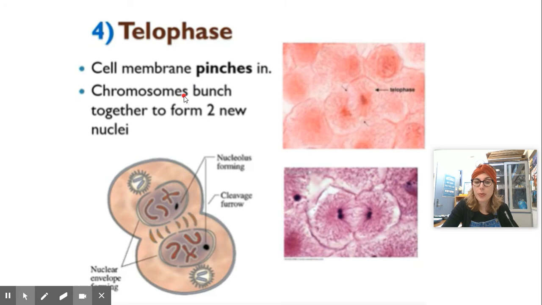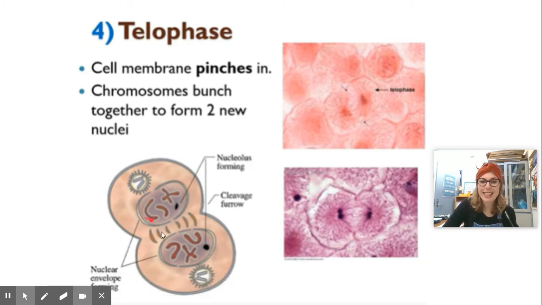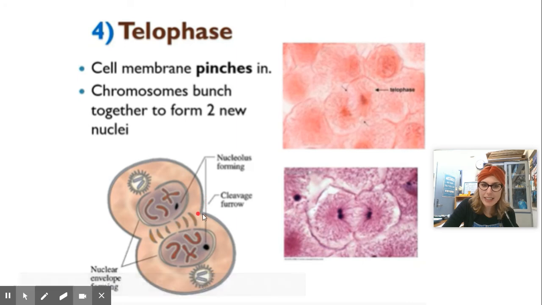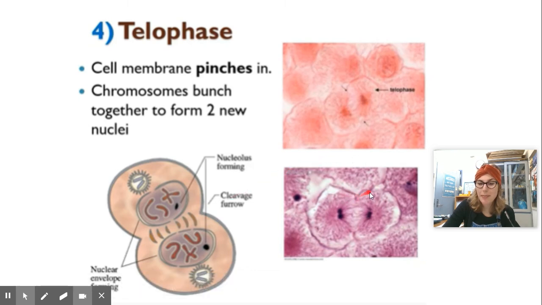Okay, the chromosomes are going to start to bunch together, like we can see, and we need a new nucleus, right? So around those chromosomes, a new nucleus is going to be formed in each of these cells. We're also going to be able to identify this thing called a cleavage furrow, okay? And that is really you visually seeing the cell membrane starting to pinch in on that cytoplasm.